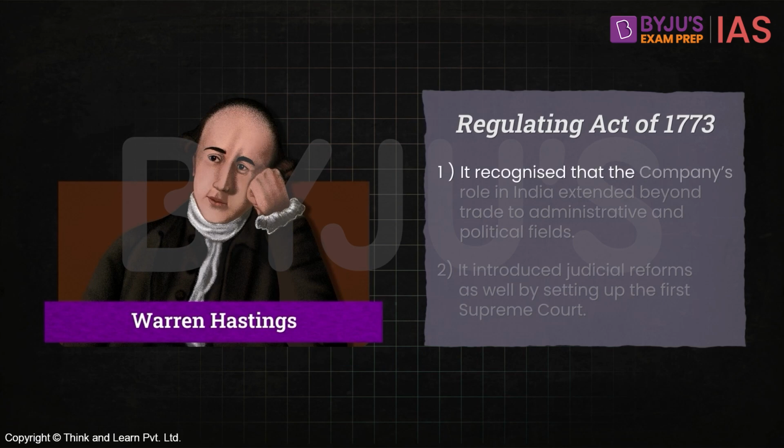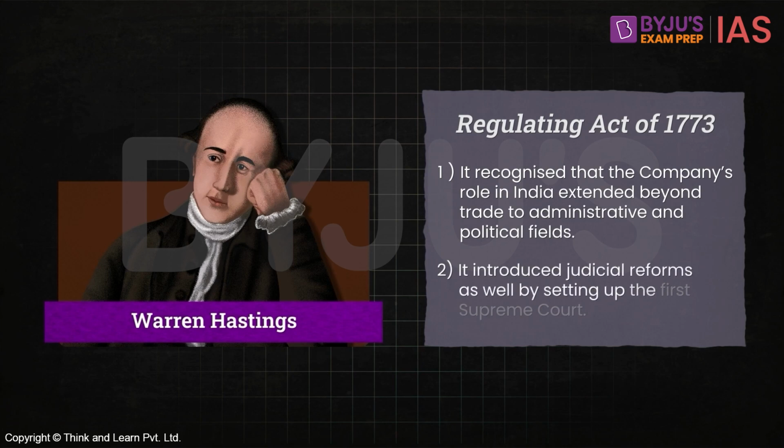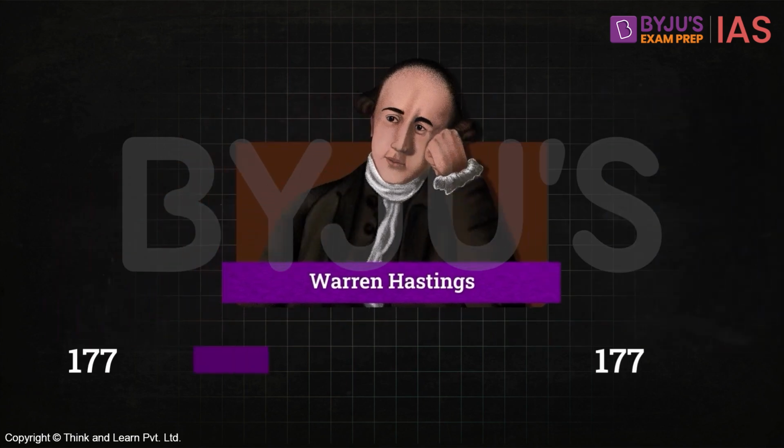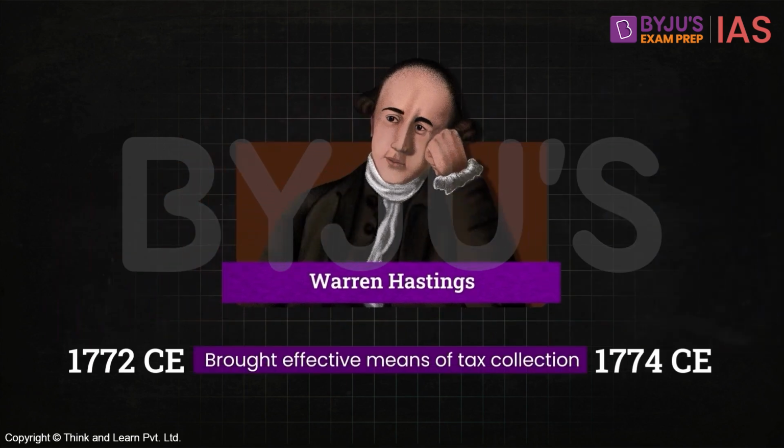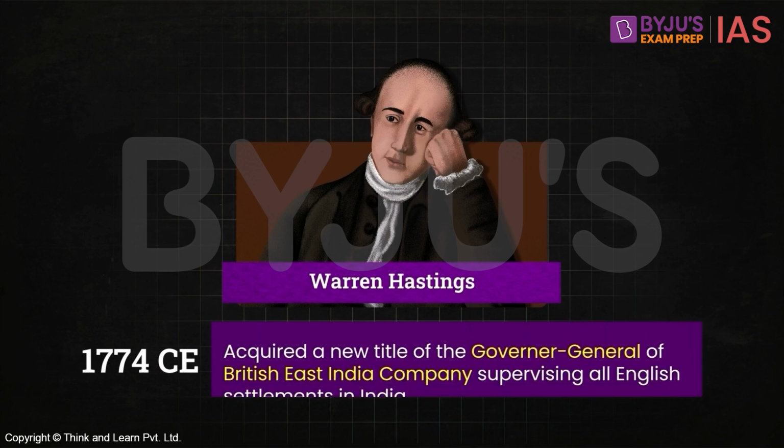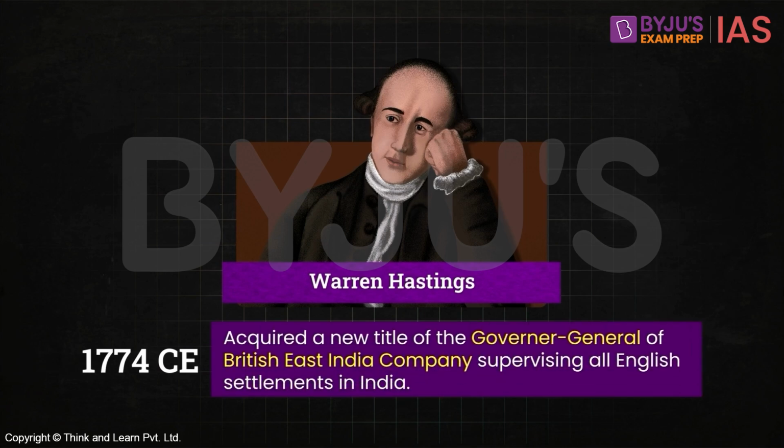It recognized that the company's role in India extended beyond mere trade to administrative and political fields. It introduced judicial reforms as well by setting up the first Supreme Court. Warren Hastings also brought effective means of tax collection between 1772 and 1774. In 1774, he acquired a new title as the Governor-General of British East India Company, supervising all English settlements in India.